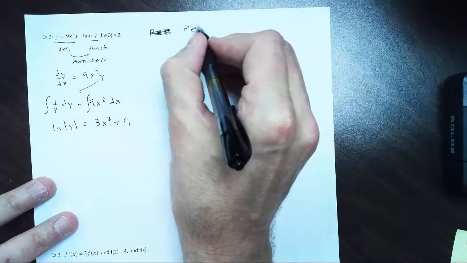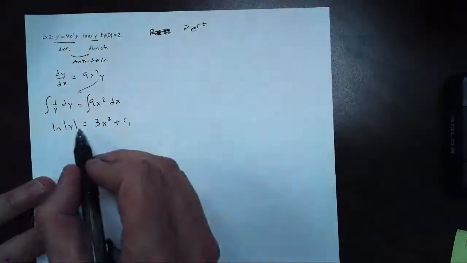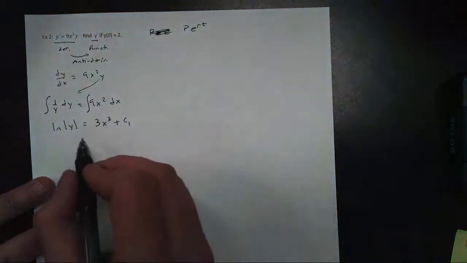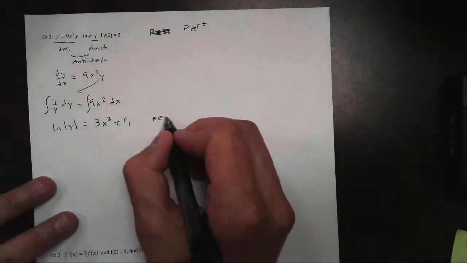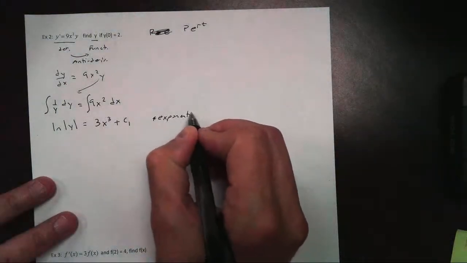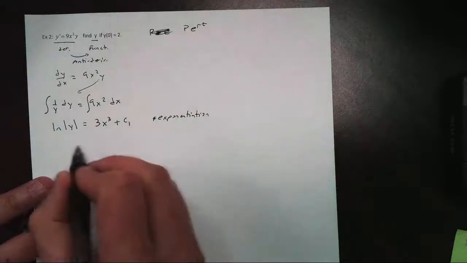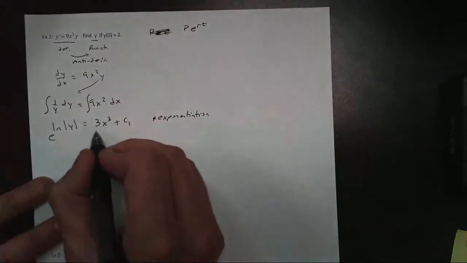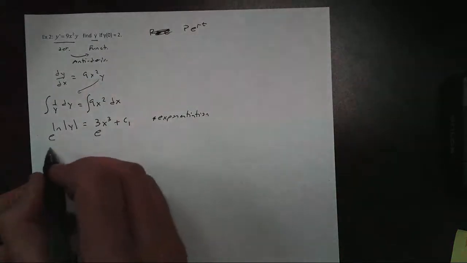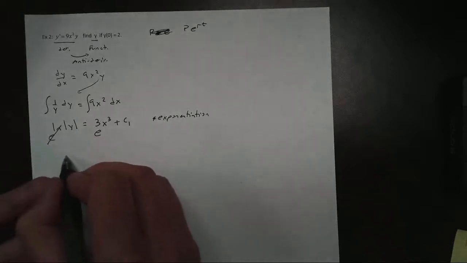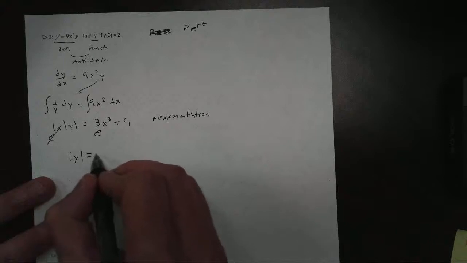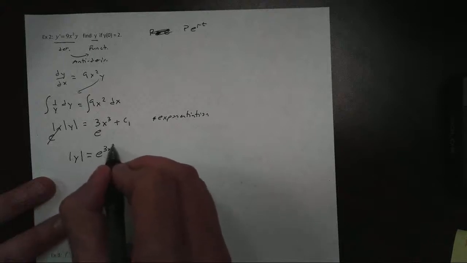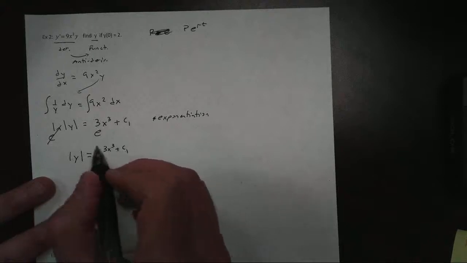Messed up. P e to the RT. We're going to derive this. To do that, we have to solve a natural log. We're going to use a trick called exponentiation. Not a trick, it's just really what we do. Exponentiation. I'm going to make those exponents, and in doing so, the e and the natural log cancel. We get the absolute value of y equals e to the 3x cubed plus c1.